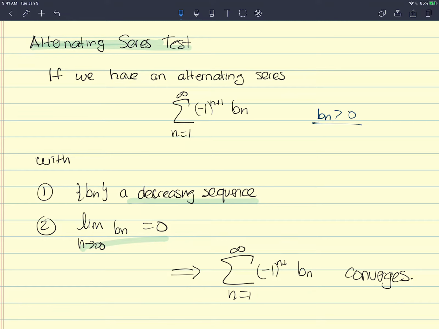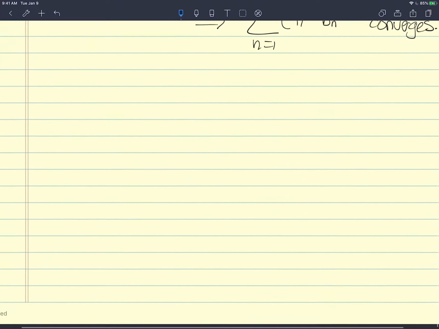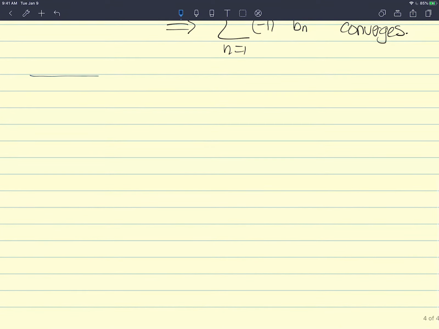Okay, so when we did the proof that this test works, we saw that B1 actually was an upper bound for the partial sums. And so we'll explore that idea a little bit more. Remember that this means I have an alternating series of the form B1 minus B2 plus B3 minus B4 and so on.